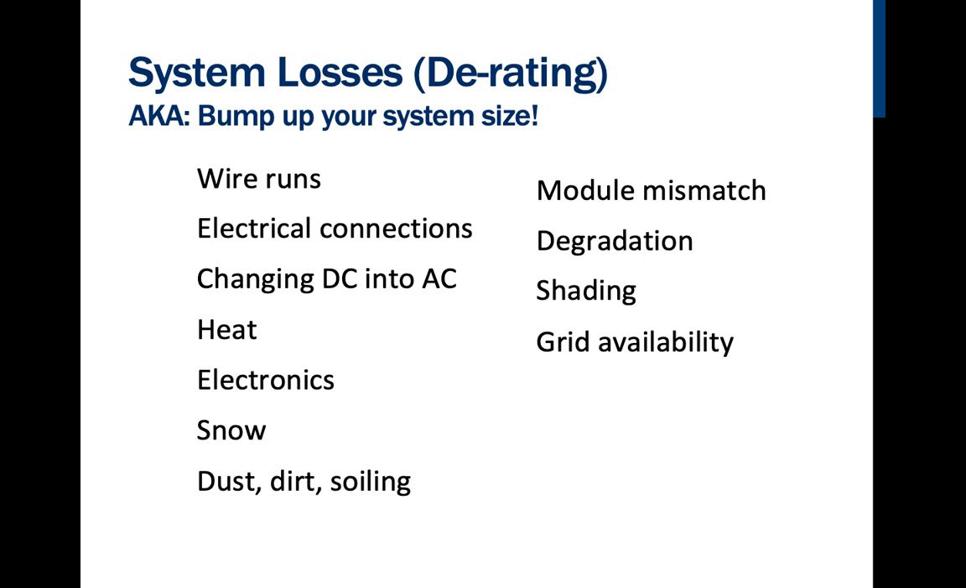Here are some of the things that account for our losses when we run these numbers and bump it up 20%: wire run, electrical connections, heat, DC to AC conversion, heating. This could be the physical heat on the side of the building that's warming up the inverter out in the hot sun above 122 degrees. Also the electronics efficiencies, snow loading on the array, dust and dirt, module mismatch, photo degradation, shading, and then grid availability.